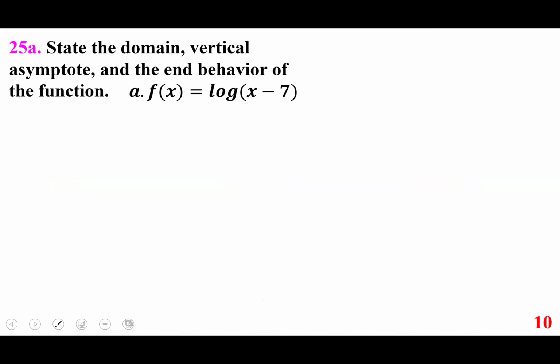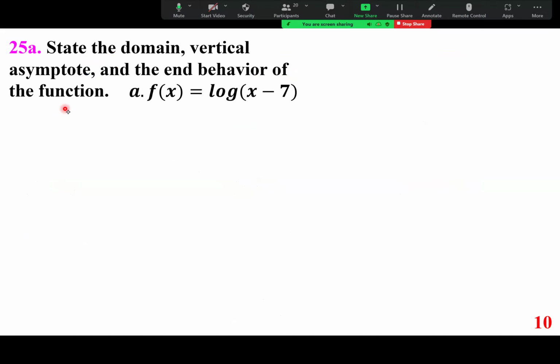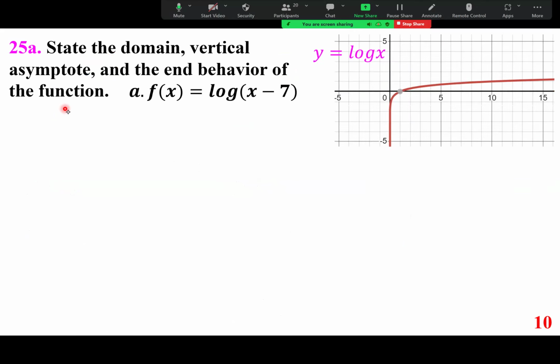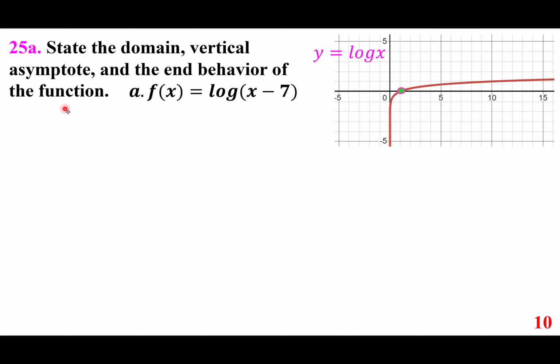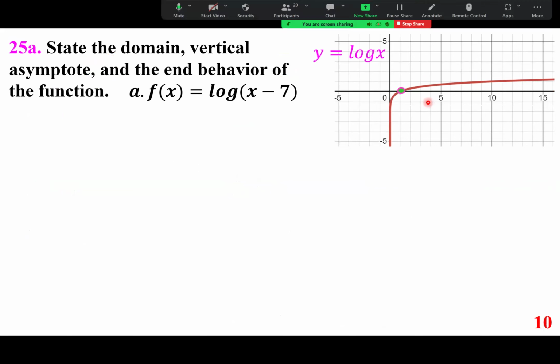All right, we want to graph log of x minus 7. So we state the domain, vertical asymptote, and the end behavior. We start with the basic function y equals log x, which looks like that. And of course, the x-intercept is located at (1, 0). Log x, remember, the base is 10, which makes it larger than 1, so it looks like this.